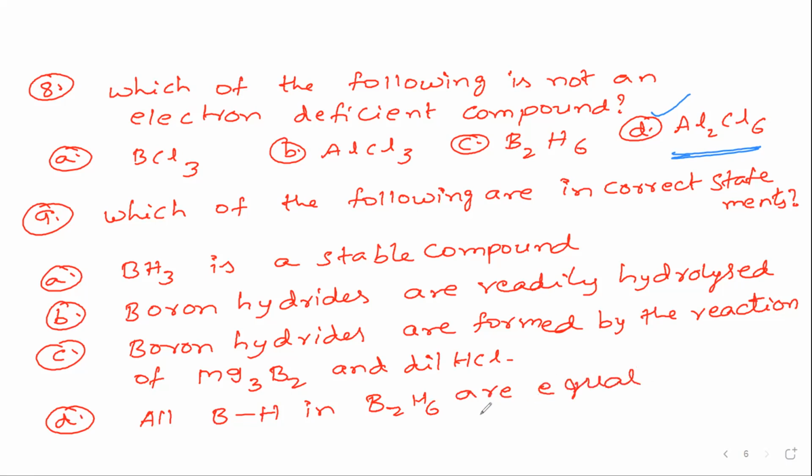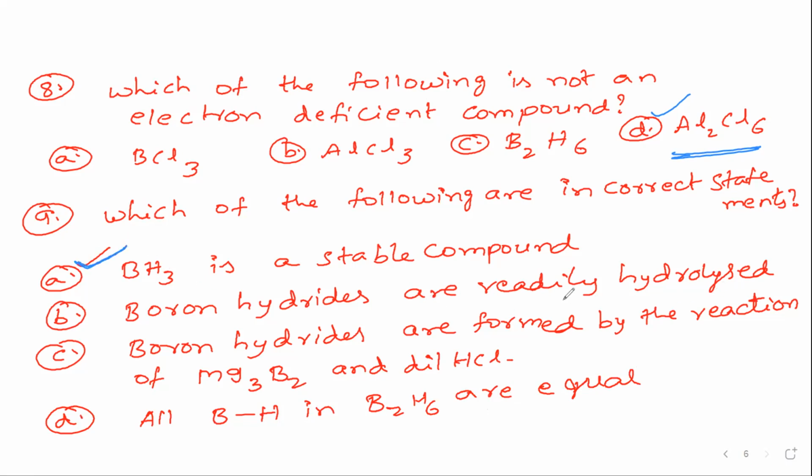So we have to identify the incorrect statements in this question. Please make a note, it's very, very important: incorrect statements. The first option, BH3 is a stable compound, is wrong.